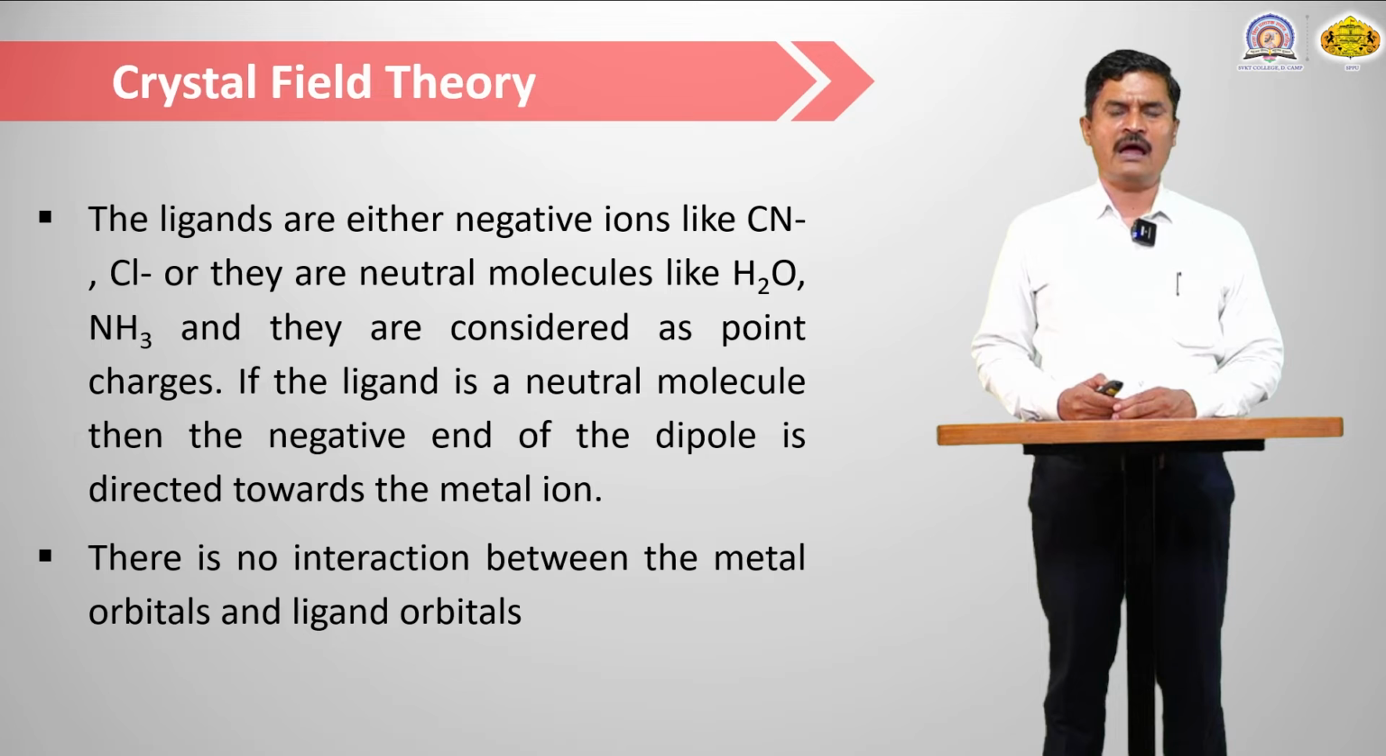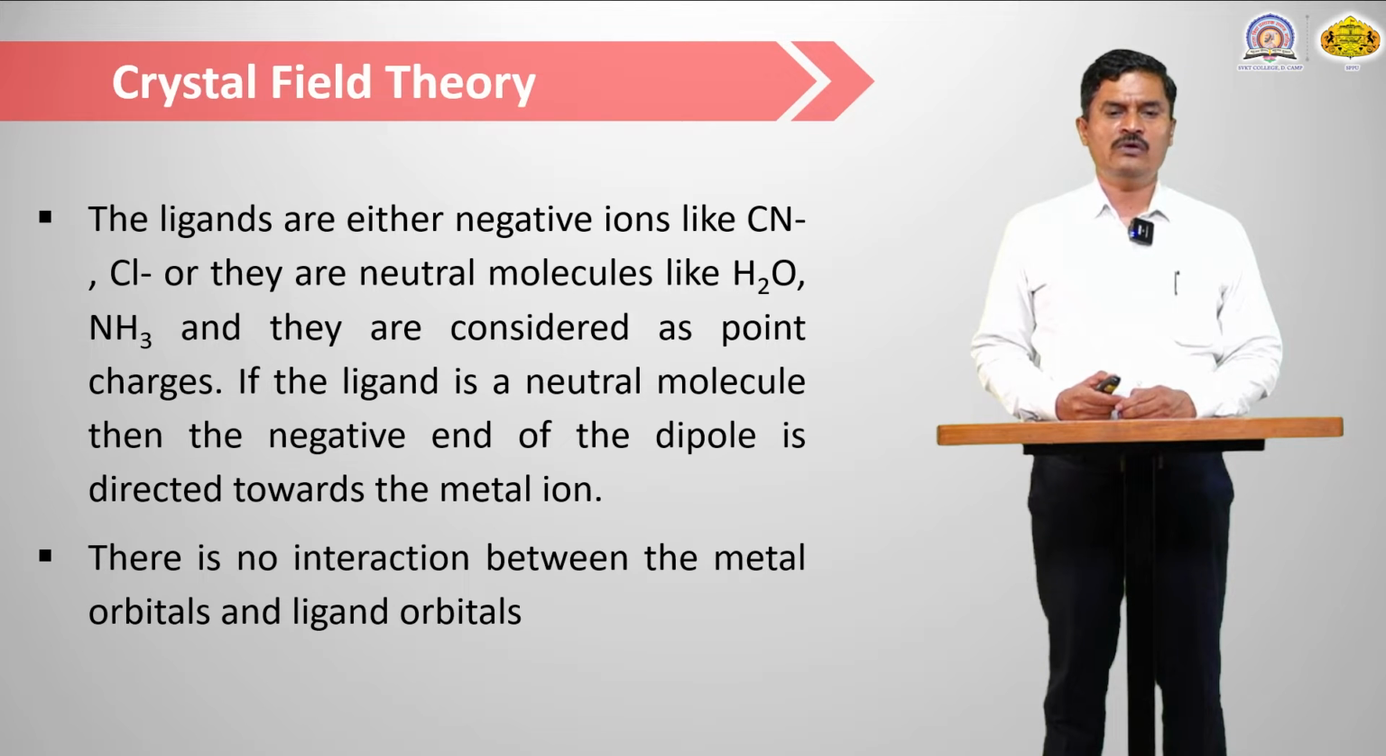The ligands are either electronegative, meaning electron-rich molecules that may have a negative charge, or they may be neutral like H2O, or they may have a positive charge on the ligand side. If the ligand is a neutral molecule, then the negative end of the dipole is directed toward the metal ion. So, the metal ion is always electron deficient and the ligands are always electron rich. Ligands may be negative, neutral or positively charged molecules that donate electrons to the central metal ion.